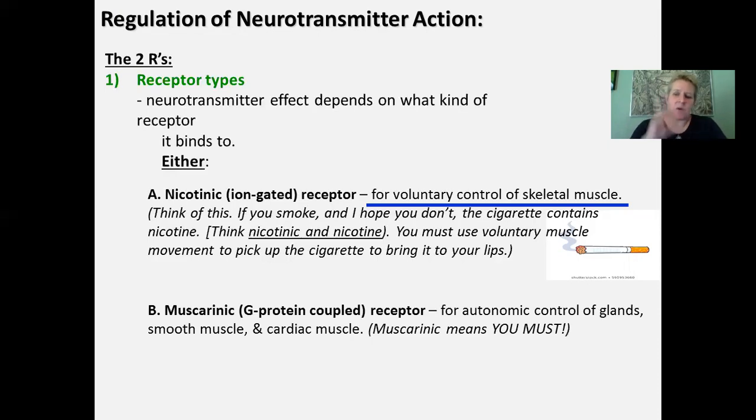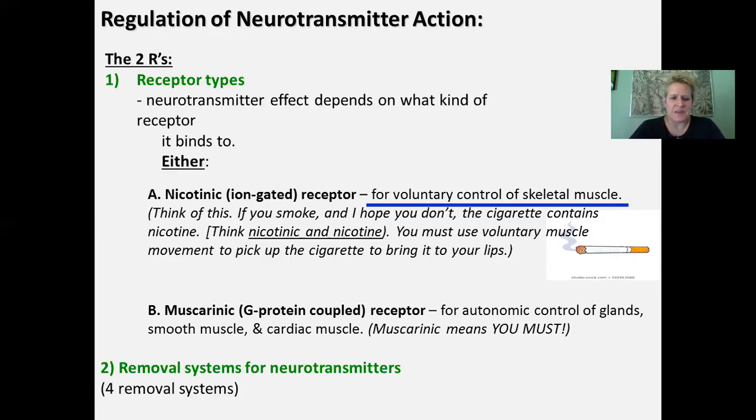Muscarinic receptors are for all things that are autonomic. So when you think of muscarinic, I want you to think you must. You have no choice. You have no control. It's autonomic, autopilot. Muscarinic receptors are for things you don't have control over. That means heart muscle, smooth muscle, and your glands. You can't control any of those. So those are the two types of receptors: nicotinic receptors for voluntary muscle movement, and muscarinic receptors for things you can't control.